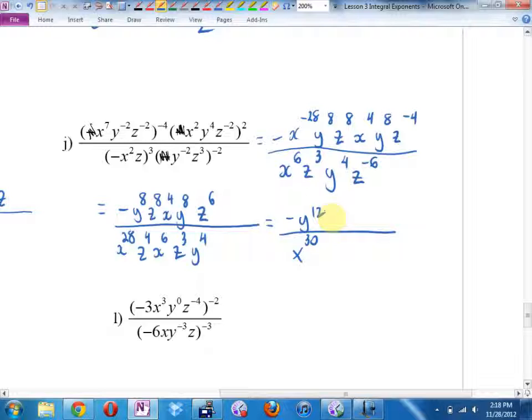Hey, we've done x's, we've done y's. What usually comes next? Unless you're an American, then it's z's. Yeah, here we go. How many z's on top? 14. How many z's on the bottom? 7. 14 on top, 7 on the bottom. How many left and where?